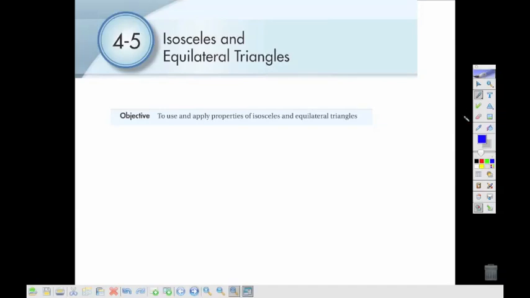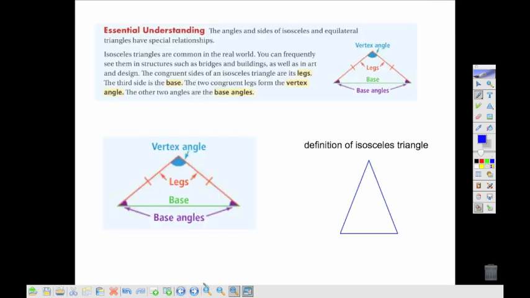In 4.5, we're looking at isosceles triangles and equilateral triangles and use some of those properties in proofs. But first we need to know what an isosceles triangle is and some of the vocabulary that goes with it. So first of all, our definition of an isosceles triangle is simply that we have at least one pair of sides congruent.